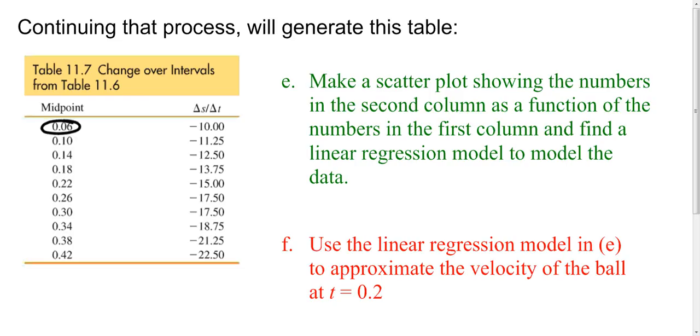So the midpoint was 0.06. When I found the slope between those 2 points, that's what I got. So there's my table that I've already created for you, but that's how it got created, just so you know. Then it wants me to take that data and make a scatter plot of it. So I will stop right there. I will make a scatter plot of that data.